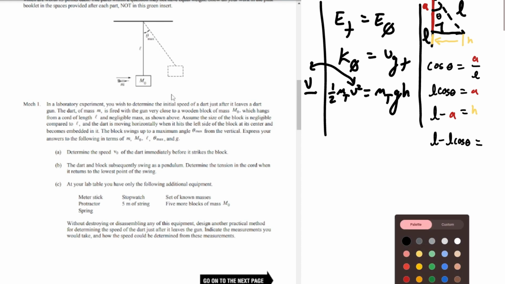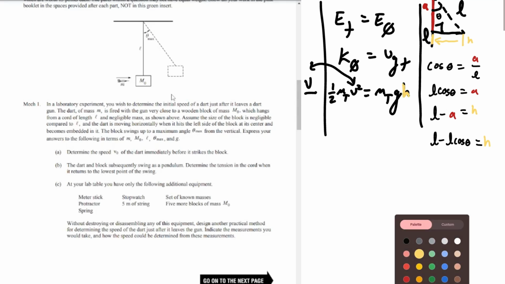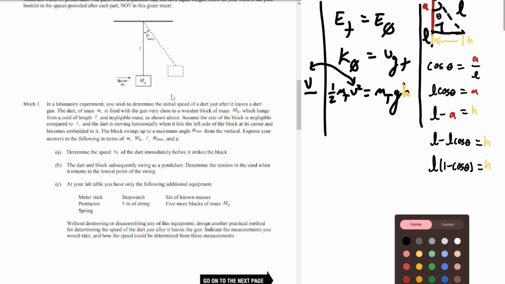It does, right? So let's say L, and A was L cos theta. L minus L cos theta is equal to that H that we wanted. I'm going to make this H just, so these are the same H's, right? Now I'm going to simplify this a little bit, factor out L, so this becomes L times 1 minus cos theta equals H, and that part's done.